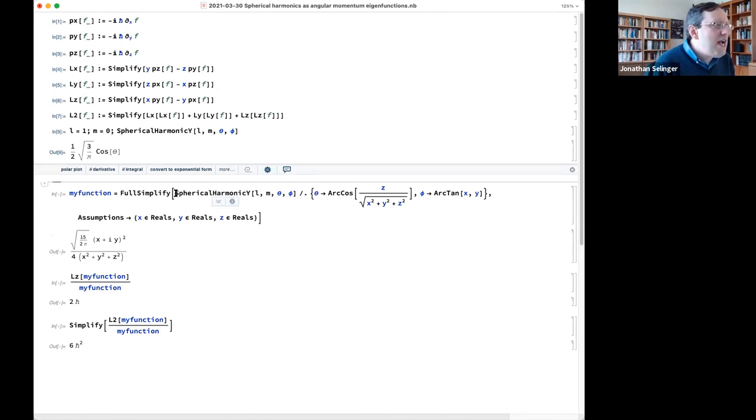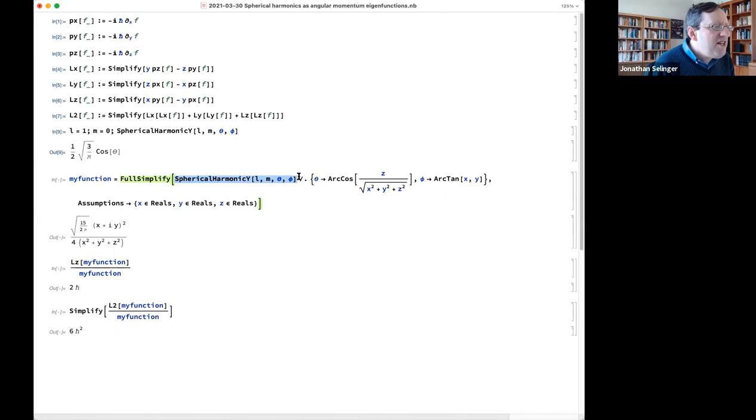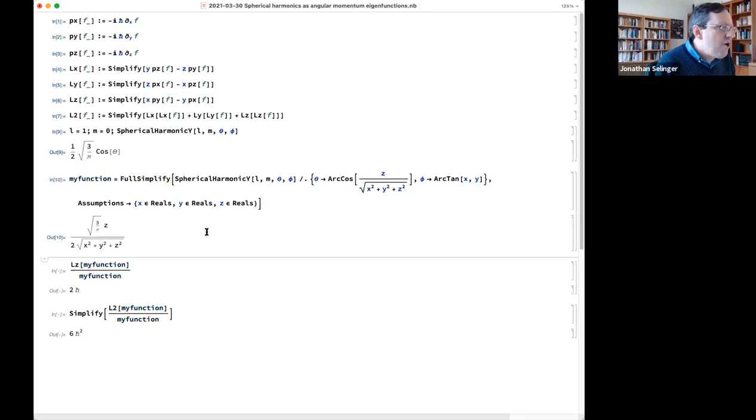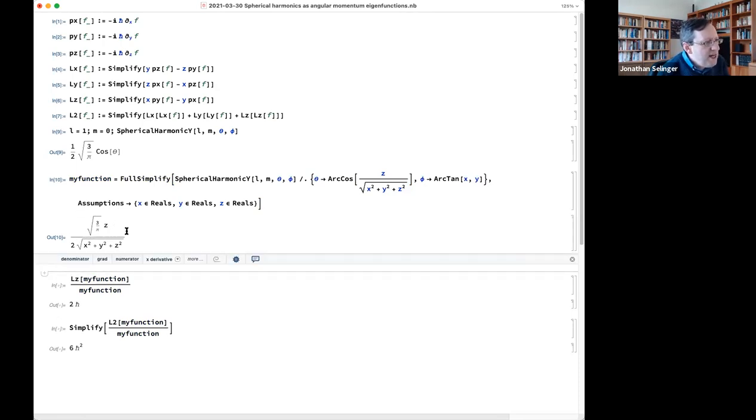I will do that with this code right here. I take the spherical harmonic and I substitute in what is theta and what is phi, to do the conversion from spherical to Cartesian, assuming X, Y, and Z are real, of course. If I do that, then my function turns into this whole thing in terms of Z divided by the square root of X squared plus Y squared plus Z squared. Now this is a nice thing that I can act on with my operators.